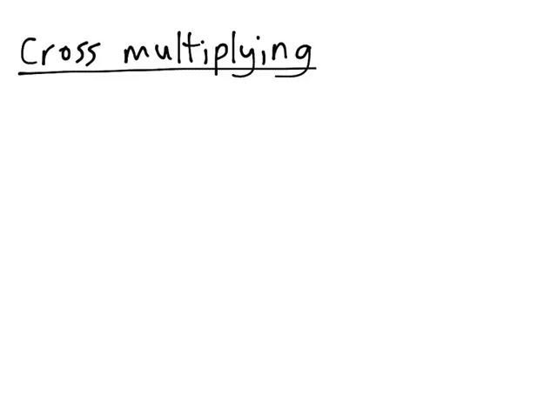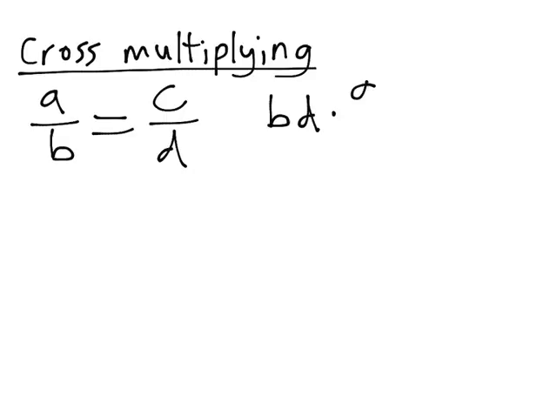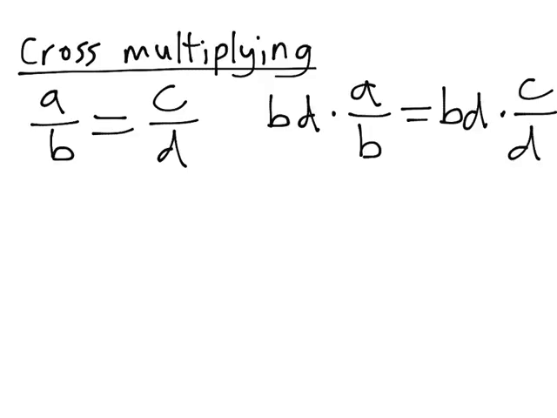If we want to determine whether or not two ratios are equal, we can use a technique called cross-multiplying. Say we have a ratio A over B, and let's set that equal to C over D. We know that we can multiply this equation on both sides by any number and it'll still be true. So let's multiply both sides by B times D. Then we have BD times A over B equals BD times C over D.